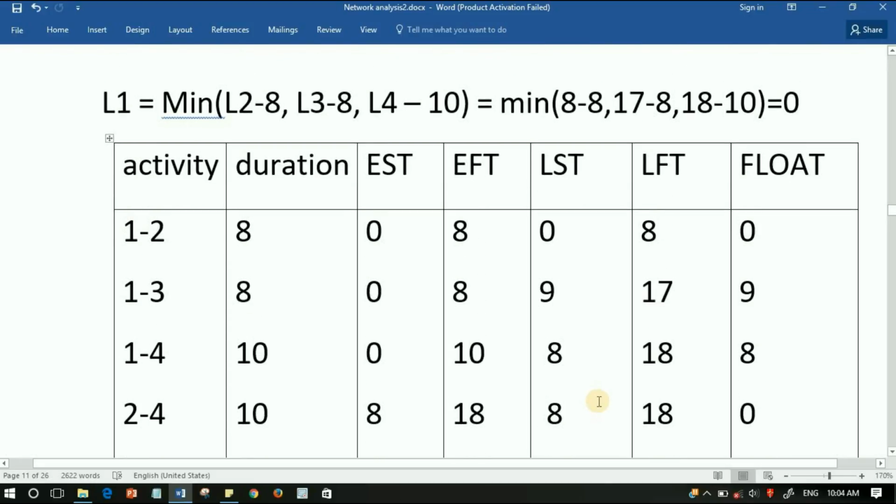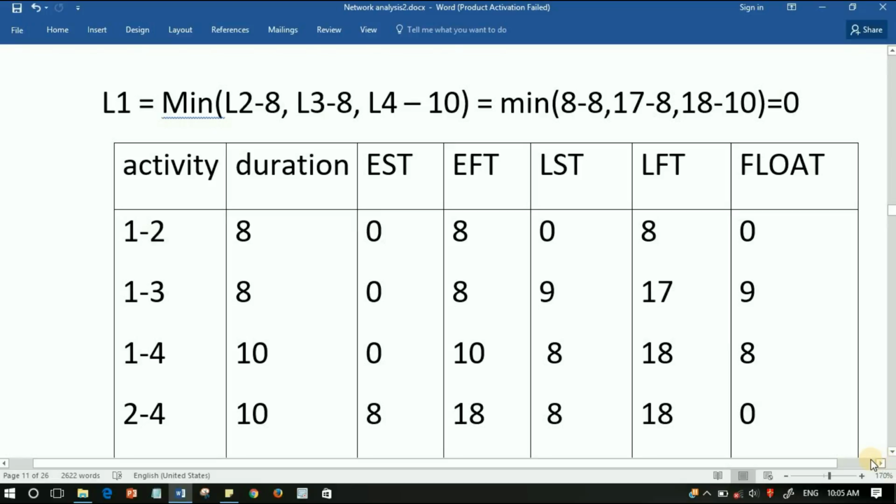Now we are going to find the float. Float can be found by two methods: LFT minus EFT, or LST minus EST. So 8 minus 8 is equal to 0, or 0 minus 0 is 0. Then here 17 minus 8 is equal to 9, or 9 minus 0 is equal to 9. And 18 minus 10 is equal to 8, and 8 minus 0 is equal to 8.